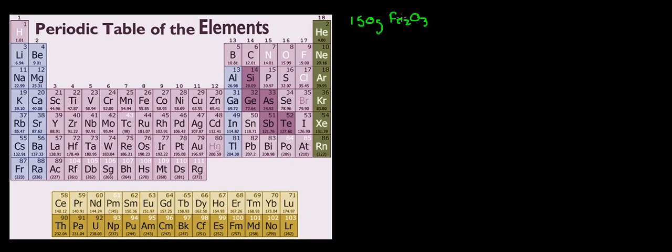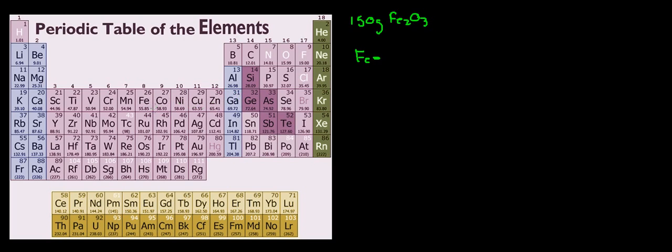So what I'm going to be doing is just breaking it down into its constituent elements, looking up their molar masses, adding all of those up together, and that will give me the molar mass of iron 3 oxide. And then from that I can figure out how many moles is 150 grams. So let me break this down into its constituent elements. I have iron. I go to the periodic table.